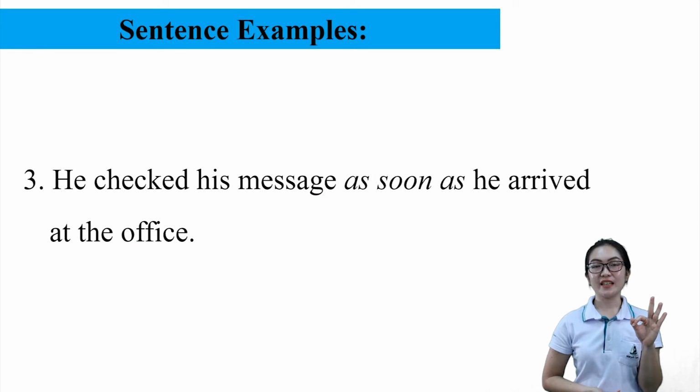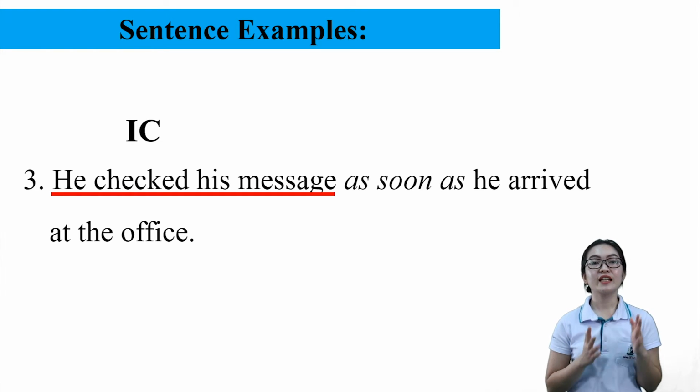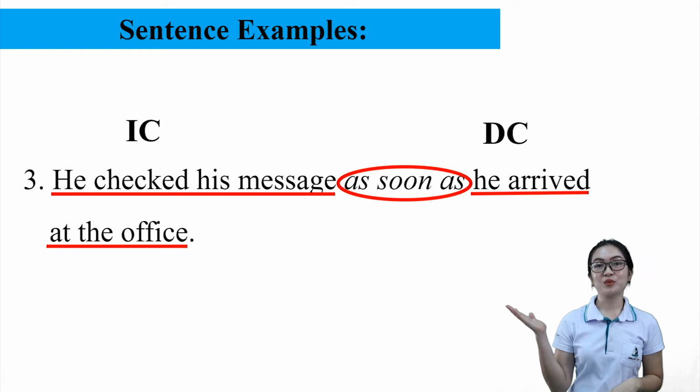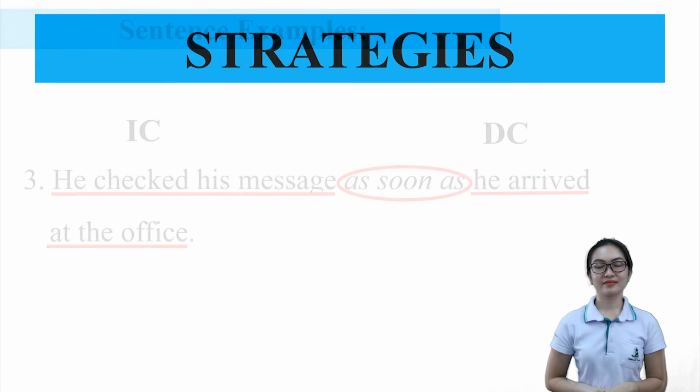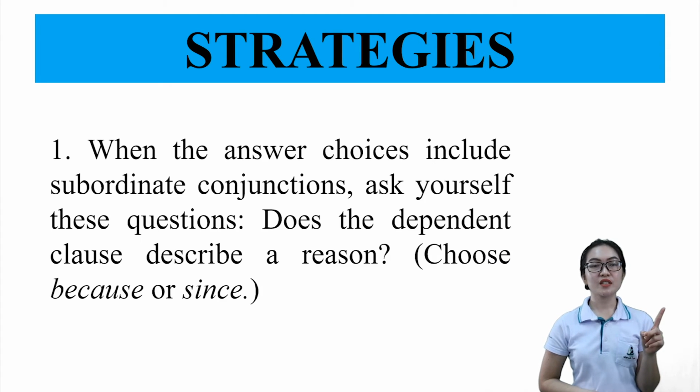Number 3. He checked his message as soon as he arrived at the office. First is an independent clause, then a dependent clause introduced by the conjunction as soon as. Now, let's have the strategies in answering the TOEIC exam. First, when the answer choices include subordinate conjunctions, ask yourself these questions.